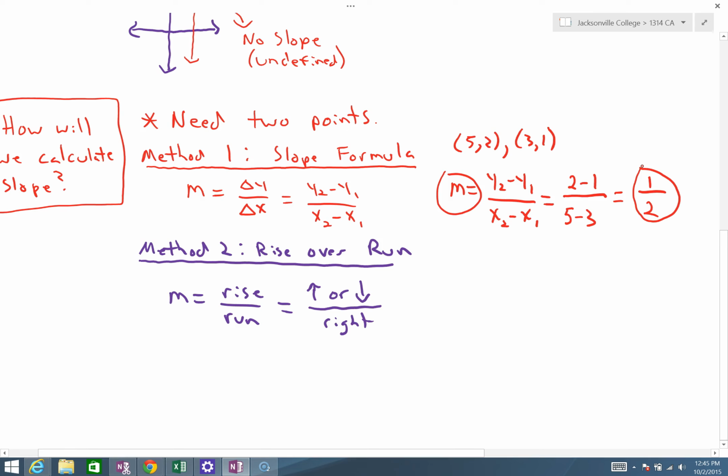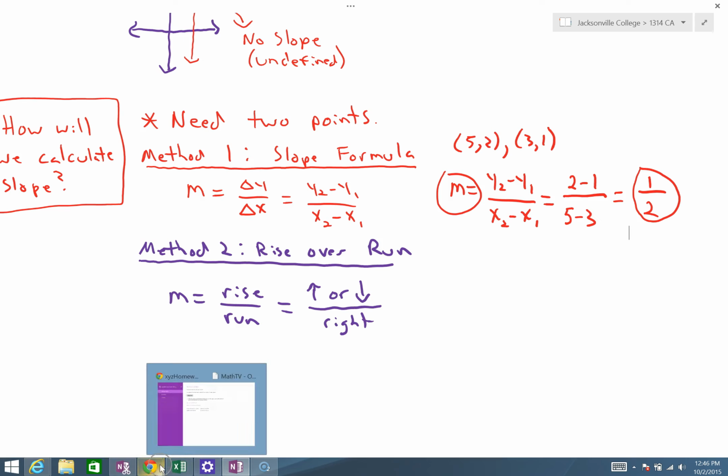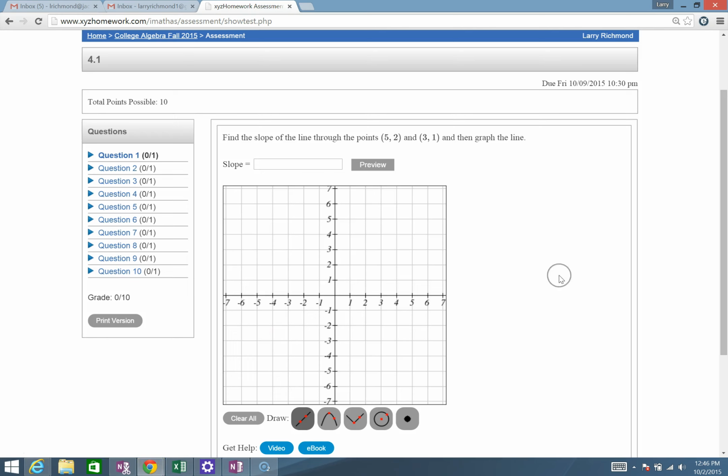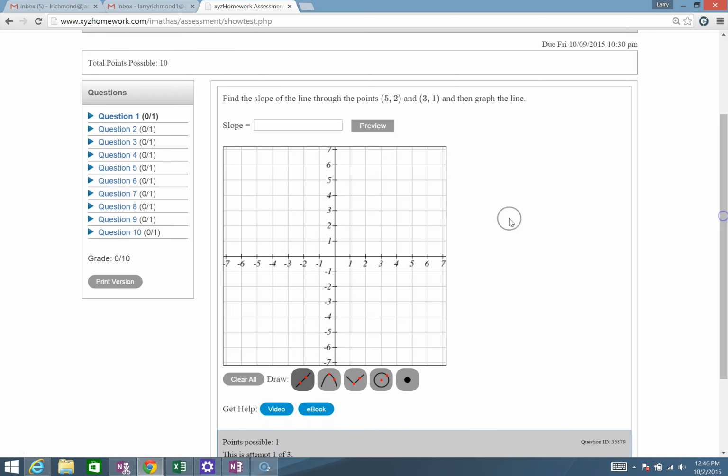All right, let's look at this same problem using the rise over run situation. So I'm coming back to XYZ. It says plot these 2 points. Graph this line. I'm clicking on the line. I'm going to graph 5, 2, 5 pairs with 2, and 3 pairs with 1. All right, there's my line.